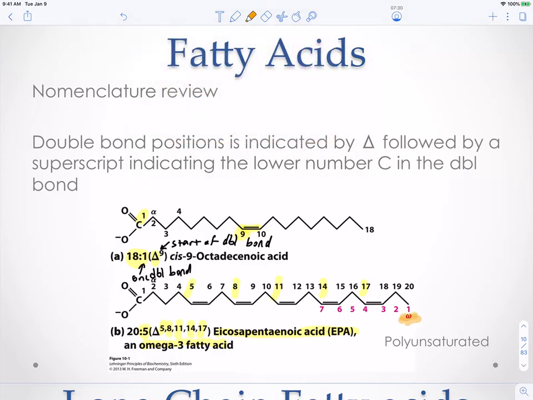Now, eicosapentaenoic acid is also considered an omega-3 fatty acid, and that's because the omega end is at the opposite end of the carboxyl end, and you just number the carbons starting on that omega end, and the first double bond is going to be at that carbon 3, so it's an omega-3 fatty acid. And so EPA is an example of a polyunsaturated fatty acid, whereas octadecenoic acid is a monounsaturated fatty acid.